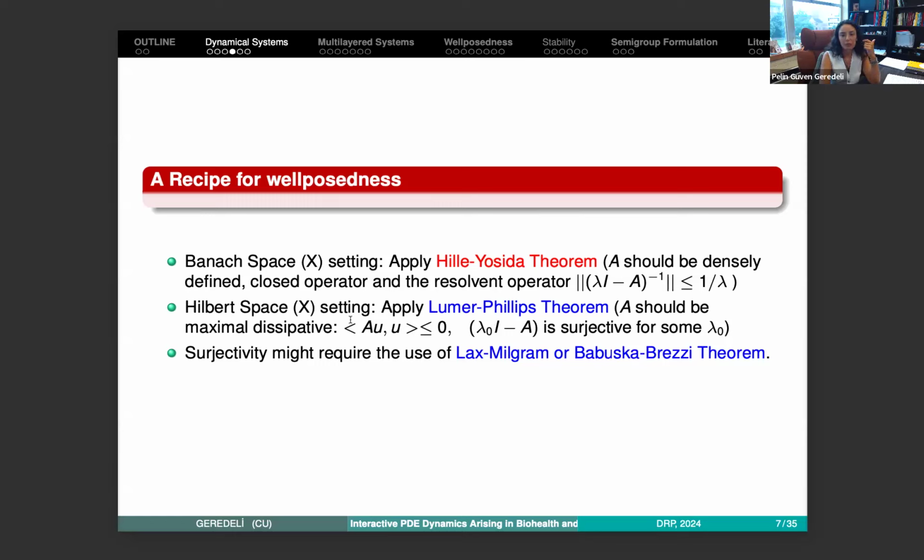If you are working in a Hilbert space setting, then in order to prove the wellposedness of my PDE, I mostly appeal to Lumer-Phillips theorem. Again, these are all recipes. Just think about a written book, you have the recipes to cook your meal, okay? So in this Hilbert space setting, you use this kind of recipe, but no matter which recipe you use, in everything, you have to use the properties of your linear operator A.